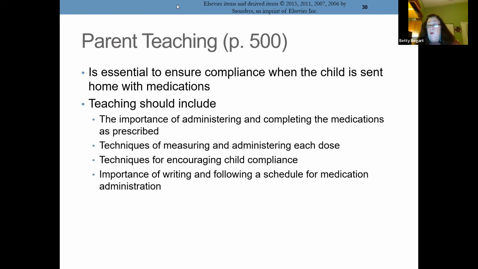Now, parents will be sent home giving acetaminophen, ibuprofen. If they have a long-standing history of seizures or diabetes, they need to go home and give these medications. If antibiotics, when do you give it? How often do you give it?